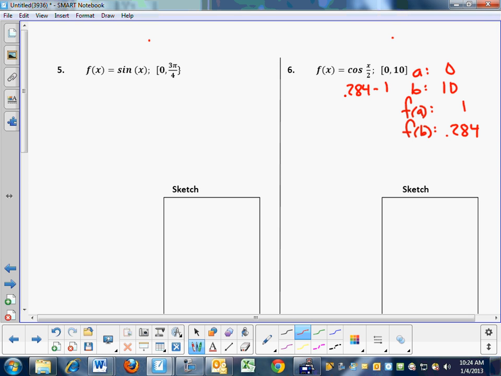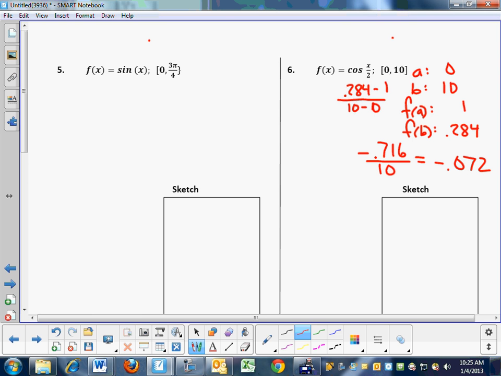0.284 minus 1 over 10 minus 0, or 10. 0.284 minus 1 is negative 0.716 over 10, which is, say, negative 0.072. What does negative 0.072 represent? Over that interval, the average slope, the average rate of change over that given interval.